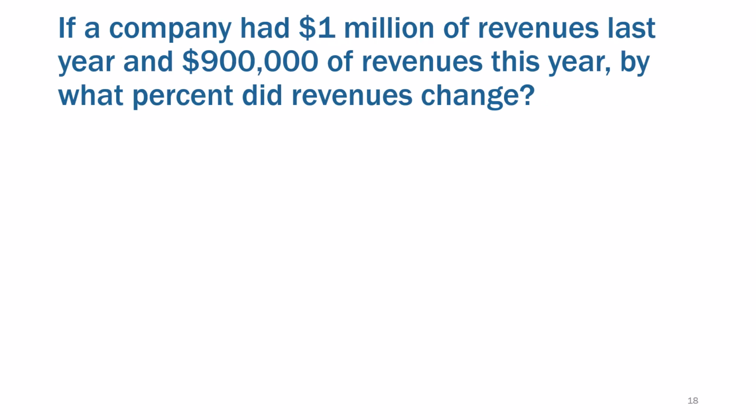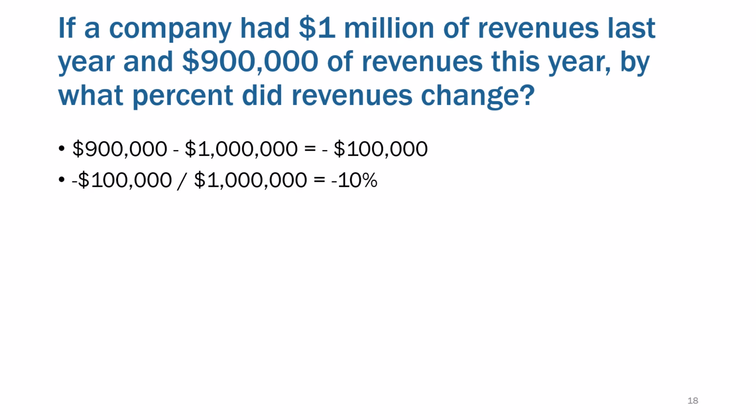And then the last question in this review guide here. If a company had $1 million of revenues last year and 900 of revenues this year, by what percent did revenues change? Well, the numerator is current minus prior. So they went down by 100 grand. And then the denominator is the prior amount of revenue. So they went down by $100,000 on a base size of $1 million. Revenues decreased by 10%. That's what we got.